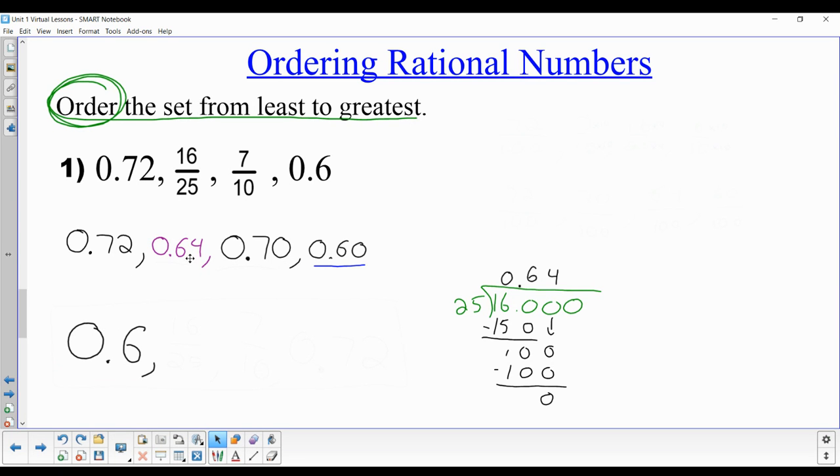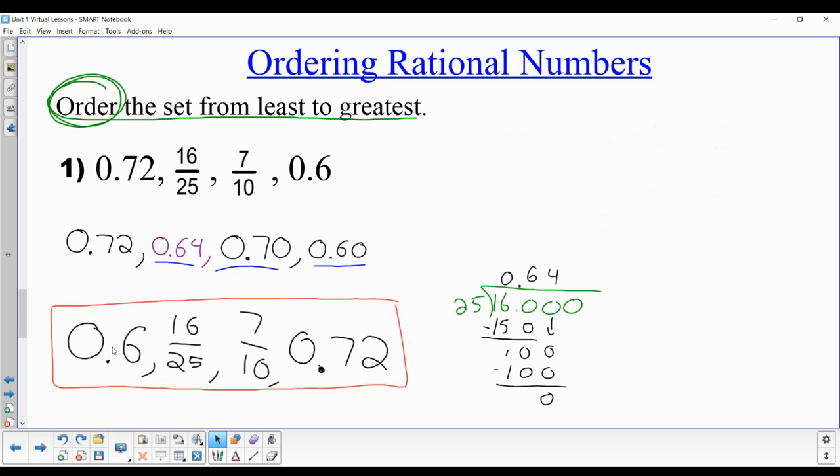Then I have 72, 64, and 70. 64 is the next smallest. I'll write its original form, 16 over 25, as the next smallest. My last two numbers are 72 and 70. Since 70 is smaller, I'll write its original form, 7 over 10. And the last number is the 72 hundredths, which I'll write down, and that is my numbers in size order from smallest to largest. If I wanted to turn these all into fractions, 72 hundredths would just be 72 over 100.